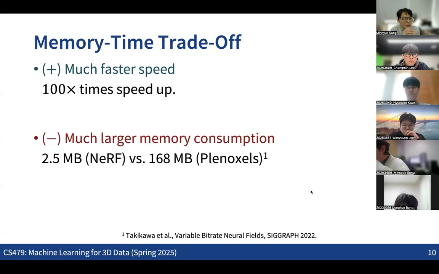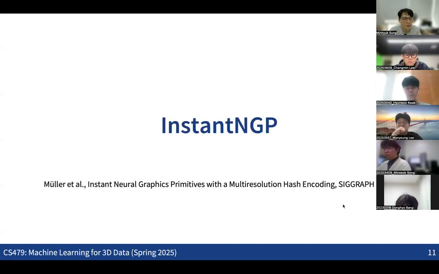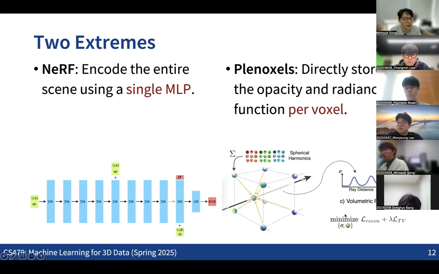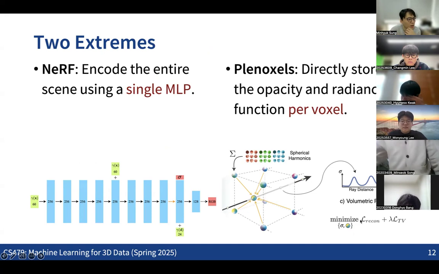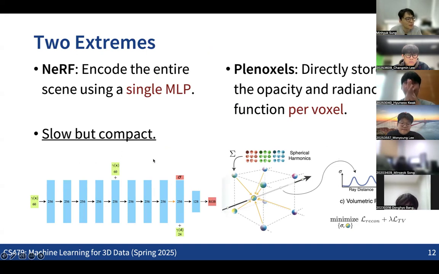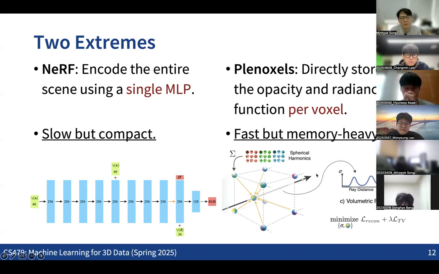But the thing is that we are also sacrificing the memory efficiency. We are taking lots of memory. So we need to make some sort of balance between the computation time and the memory. These are basically the two extreme cases. One is encoding all the information into a single neural net, and the other is storing all the information explicitly for each corner point of the boxes, right? The first one is very slow but compact, and the second one is very fast but memory heavy.